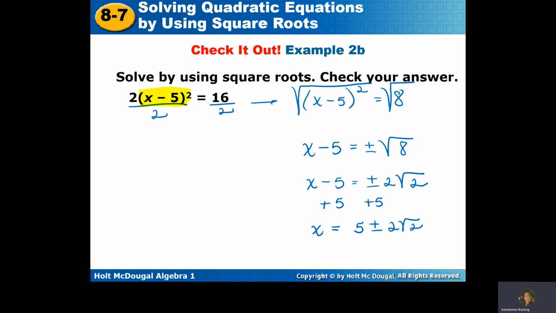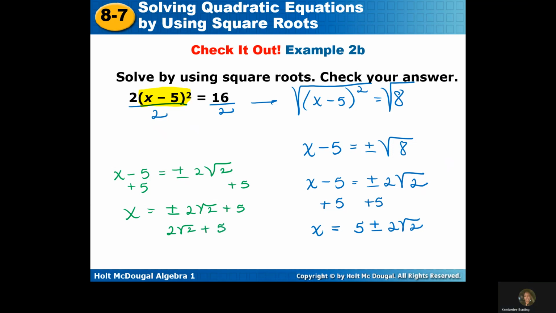Okay? Some of you all may feel better doing it this way. Let me write it in a different color. So you have the x minus 5 equals plus or minus 2 root 2. When you add 5 to both sides, some of you may feel more comfortable saying x is equal to positive or negative 2 root 2 plus 5, where you're saying either I have 2 root 2 plus 5, or negative 2 root 2 plus 5. It's the same thing. Okay?